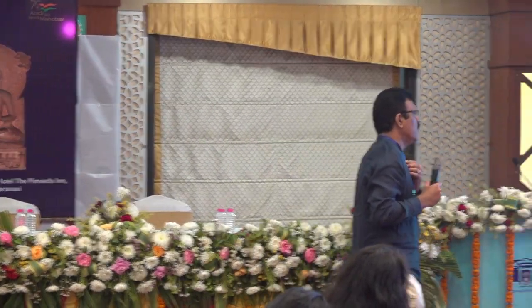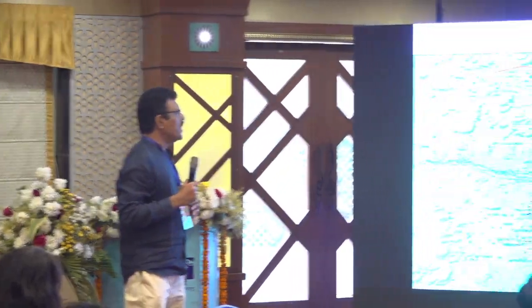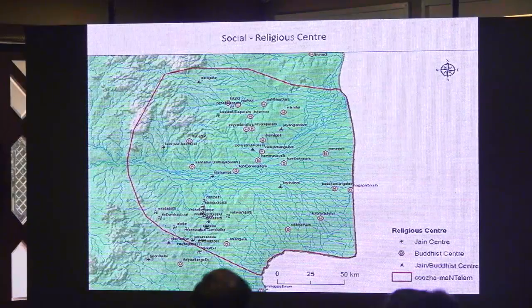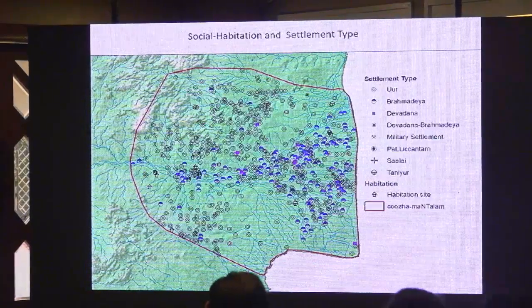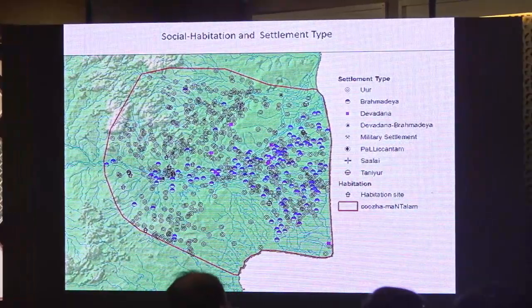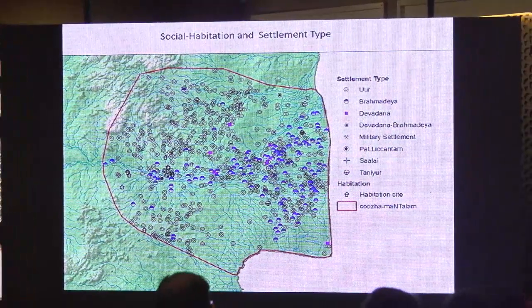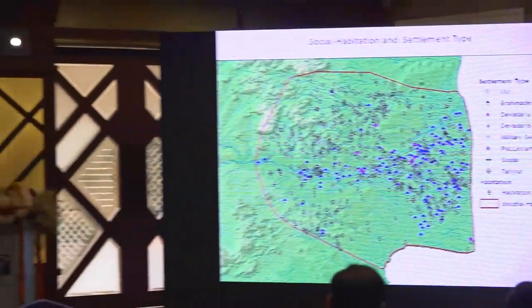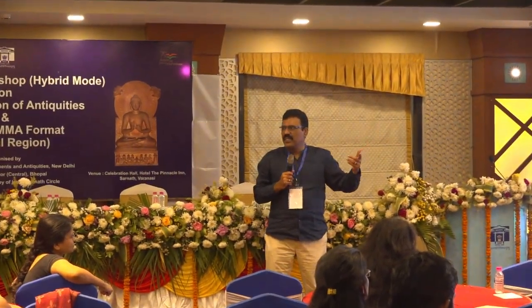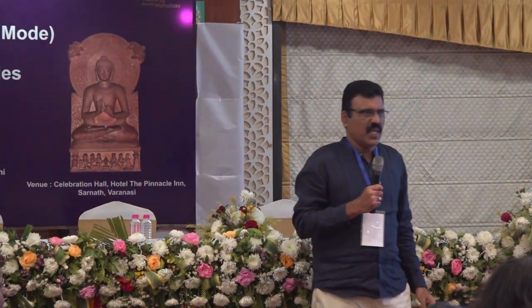Okay, next. Okay, this is social religious center, Jain center, Buddhist center, Jain Buddhist centers. This is a part we consider social. Okay, next. This is the same if you take the Iron Age burial type. We use the burial type for the social category. And then social habitation settlements, different Ur, Brahmadeya, Devanagara, like that, all military settlements we used for the social, and the settlement types in this one.